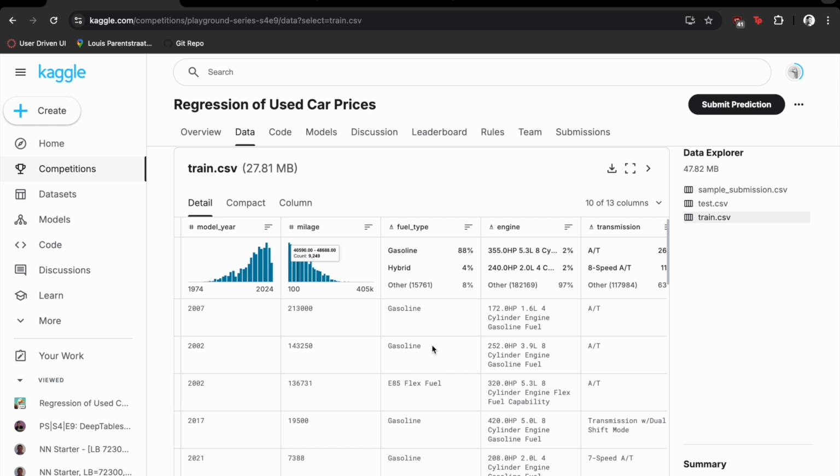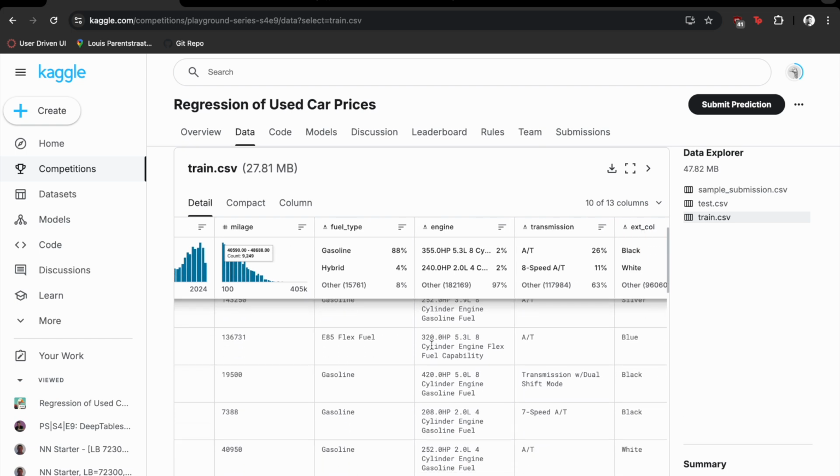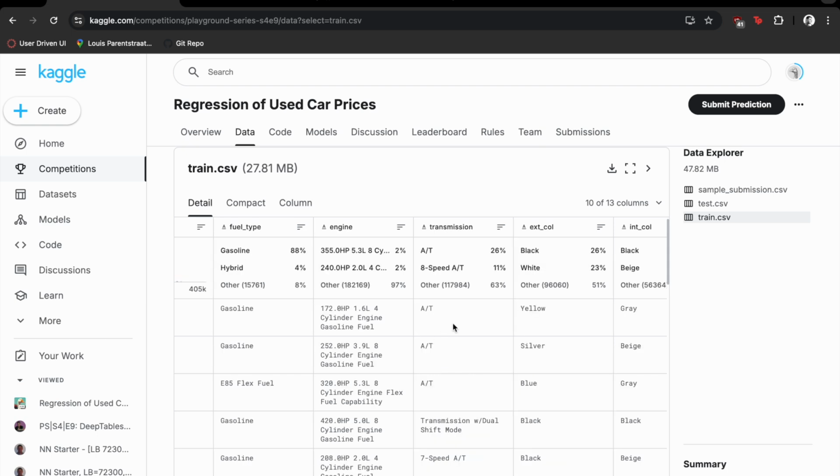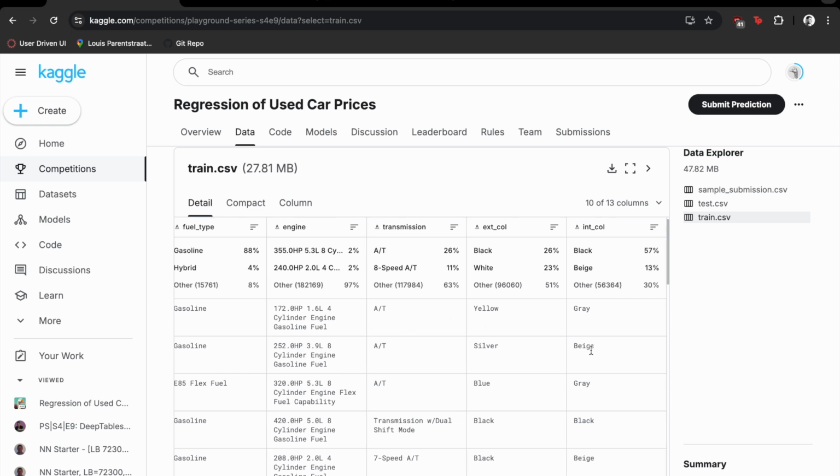Fuel type is the type of fuel the car runs on. It could be gasoline, it could be electric, it could be flexi fuel. And the engine has horsepower, the liter capacity, and the type of engine like V6, V8. And transmission, this could be automatic, manual, etc. And the exterior color of the car and the interior color of the car.